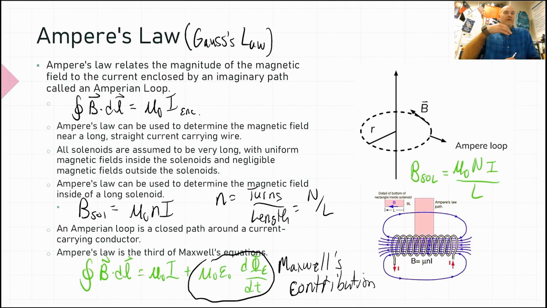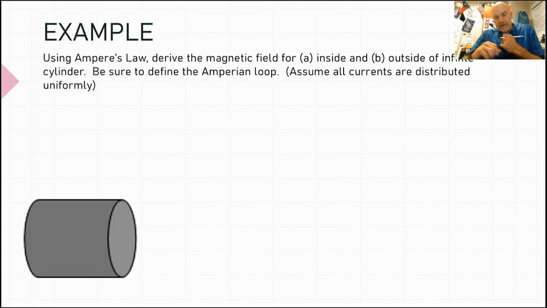Aside from putting them together, because Maxwell's equations are just a way to explain light, and light is a combination of electric and magnetic fields, that is what the mu 0 epsilon naught d phi dt term does: it brings in this combination piece. Okay, so let's look at an example.